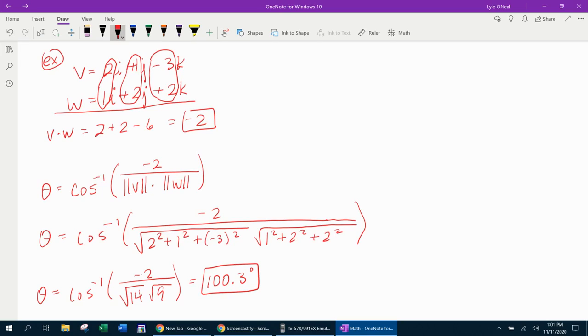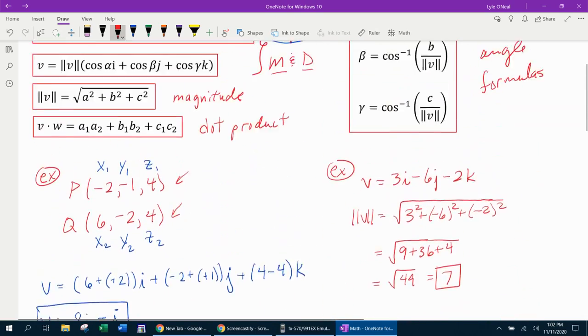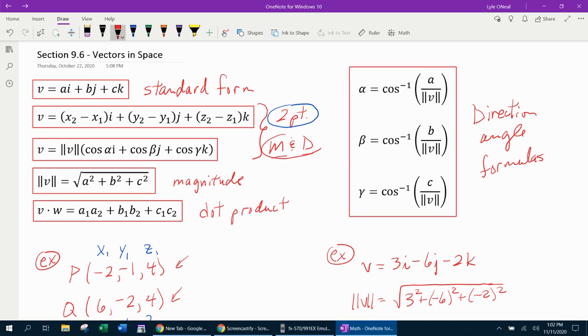All right, so for our last example, here we're going to be given vector v is 3i minus 6j minus 2k. So in this example, it says find the direction angles of the vector and then write the vector in this form. Using the M and D formula, we're then going to express the vector in this form here. But first, we're going to have to find the direction angles in order to express the vector in this form.